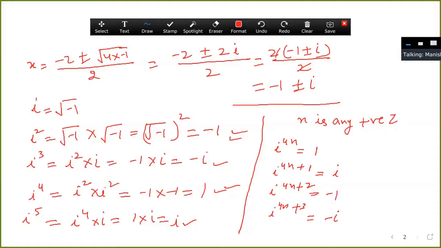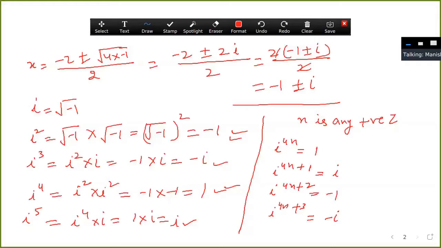Now your target will be what? Any statement which is given to you, you have to make the power a multiple of 4, or a multiple of 4 with remainder 1, remainder 2, or remainder 3. Now let's see, we will solve the question accordingly.